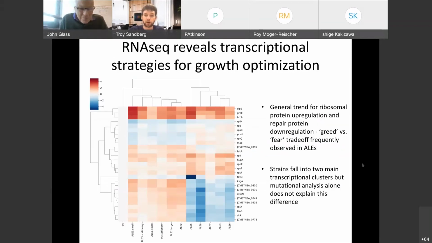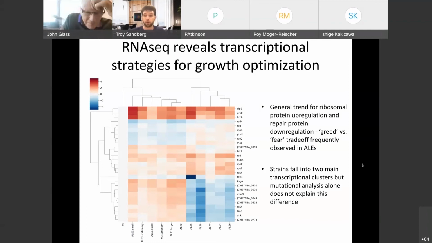We also did RNA sequencing on these strains, and we saw trends that make a lot of sense in the context of other ALE experiments. These were strains evolved to increase their exponential phase growth rate, and we see upregulation of ribosomal proteins and downregulation of repair proteins. This is the classic greed versus fear trade-off. They get greedier because they're not living in stressful times of hitting stationary phase or running out of nutrients, and so they just upregulate everything that makes them grow faster and sort of lose their fear.